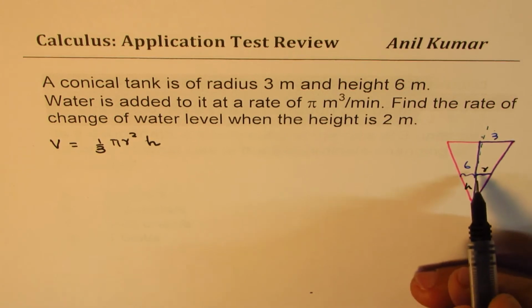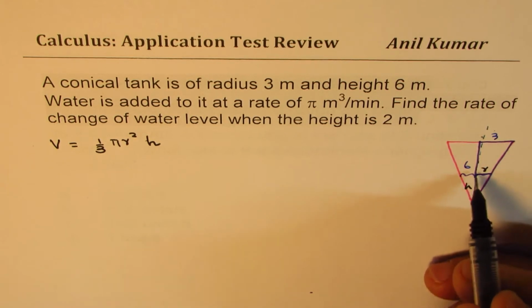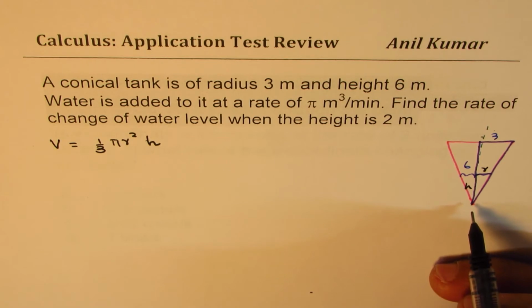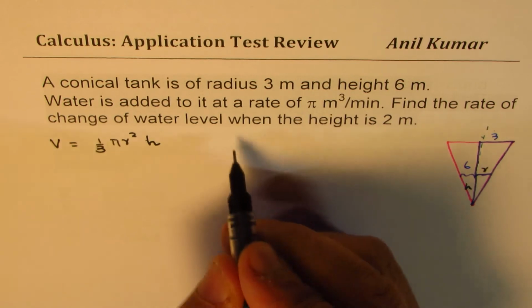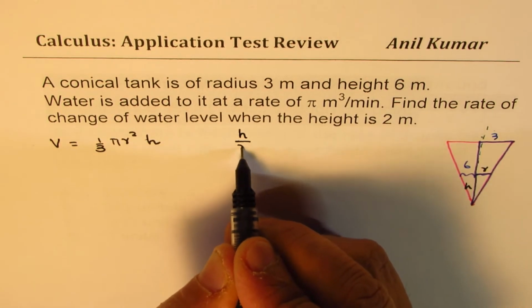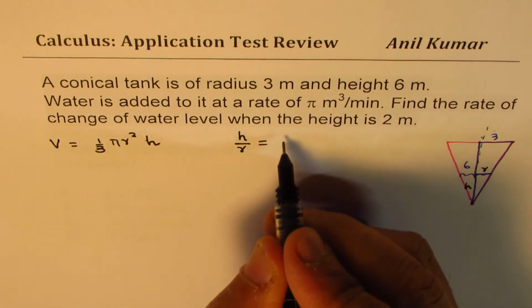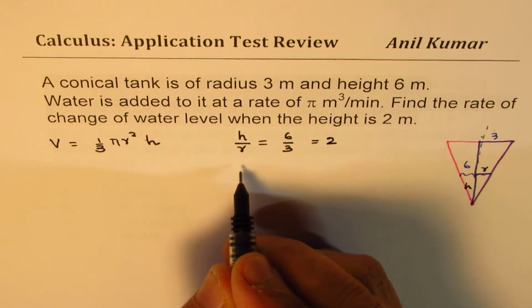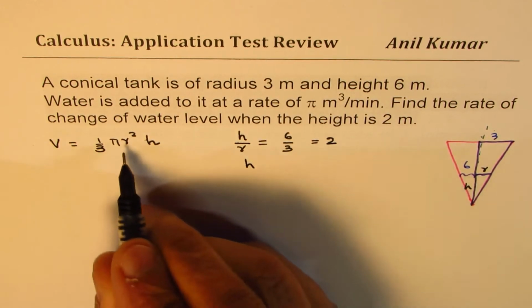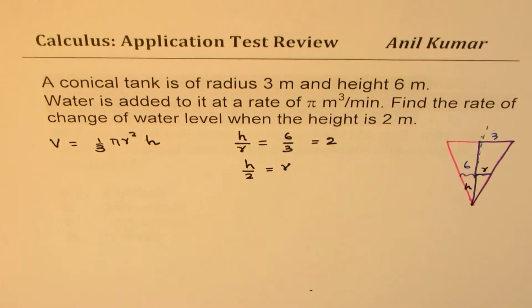So at any instance, the big triangle and the small triangle are similar, so the ratio of their corresponding sides will always be the same, right? So we can write these relations here. Height over radius is equal to 6 over 3, which is 2. And therefore, we can write that the radius is half of the height.